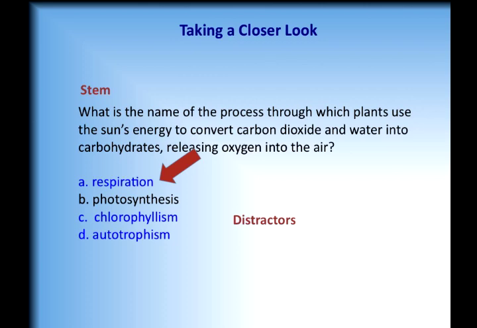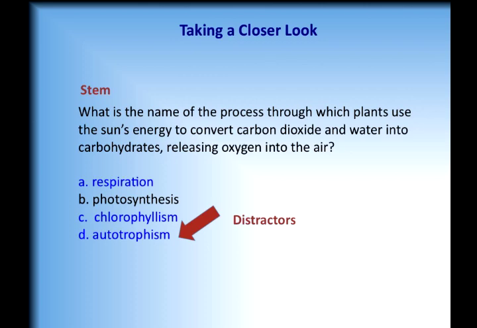Respiration is the other major process of plant metabolism. Students may be familiar with both photosynthesis and respiration, but the student who possesses content mastery will be able to easily select the correct response. Chlorophyll will be another term familiar to the students. It is required for photosynthesis, but chlorophyll is not the correct answer.